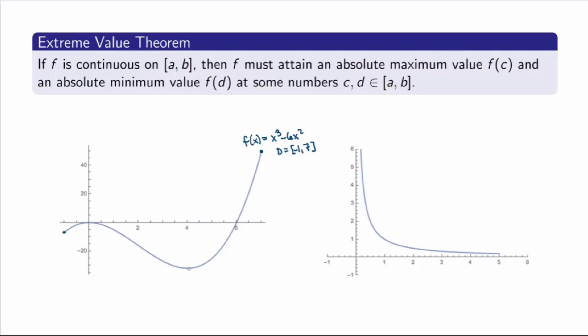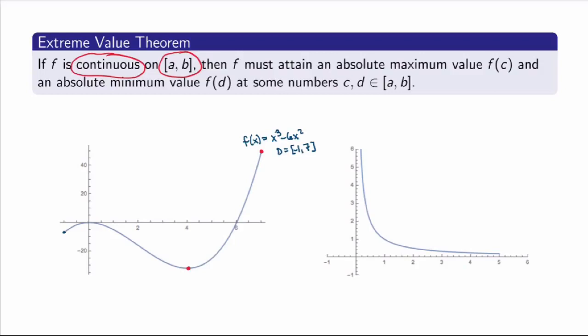We've already checked that there was an absolute min, which is here, which is also a local min and a critical number of the function. And there's an absolute max, which is here at the endpoint of the interval. Now, there are two fundamental assumptions in the extreme value theorem: the function must be continuous and it must be defined over a closed interval. If either of these assumptions fails, then the statement of the theorem may not be true.